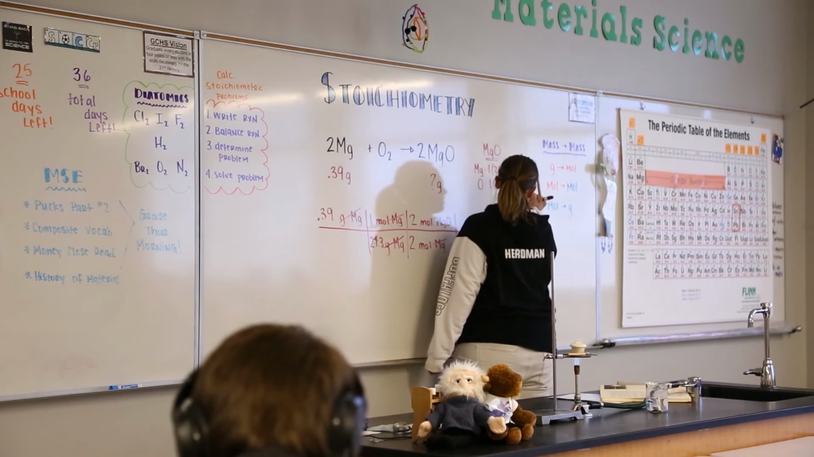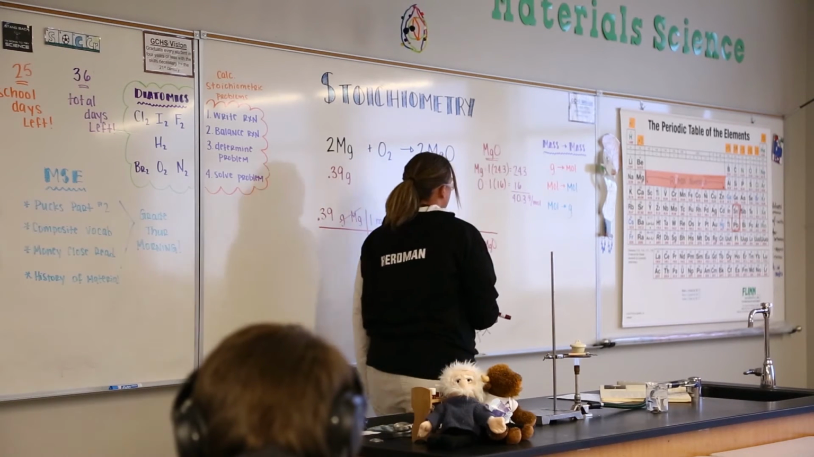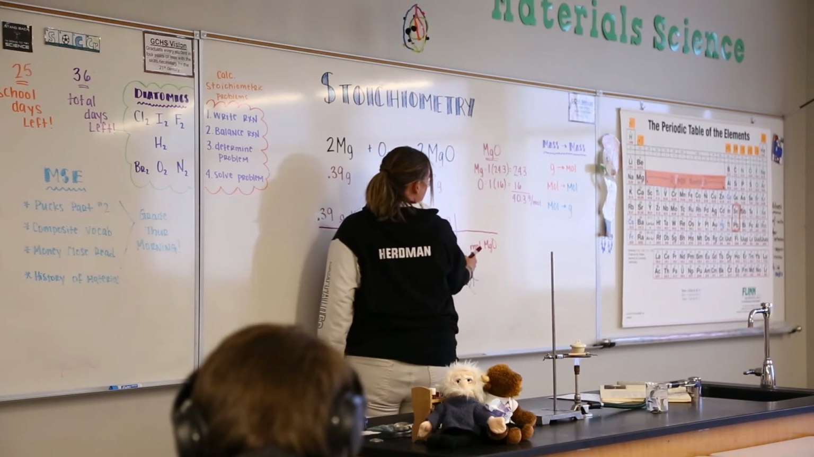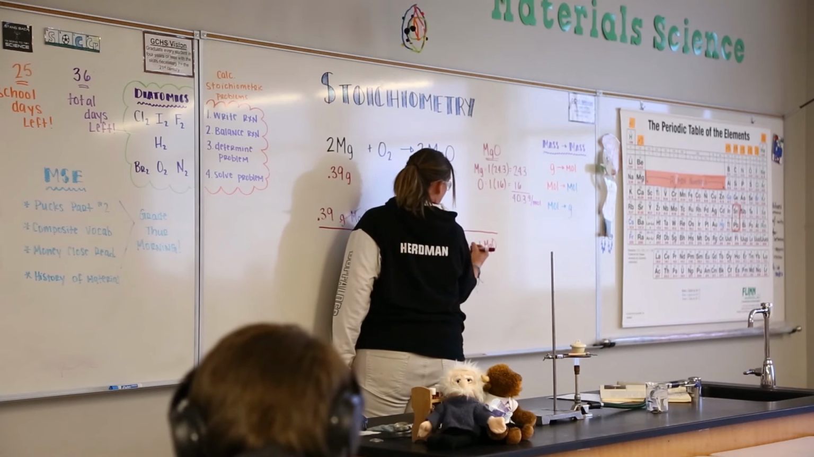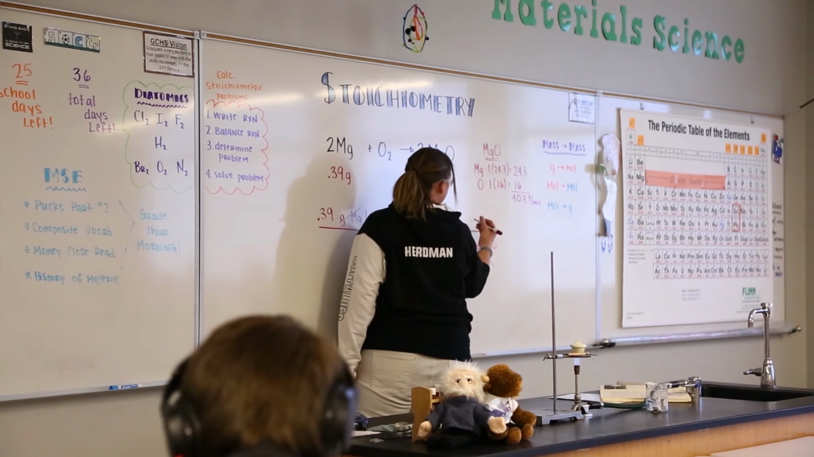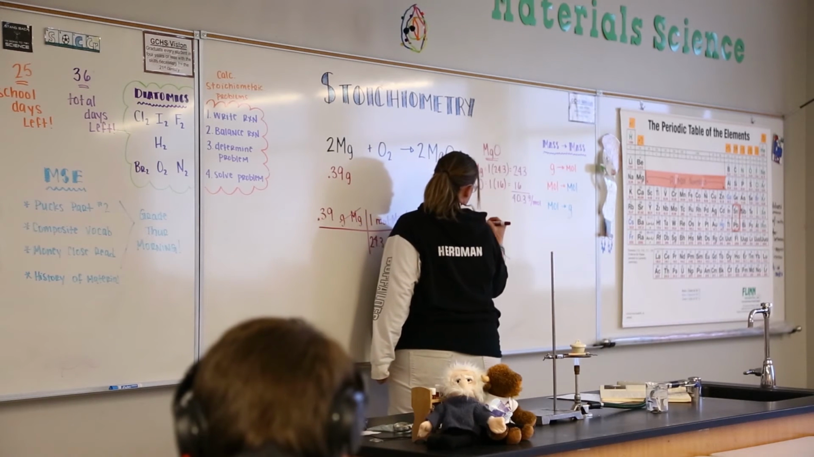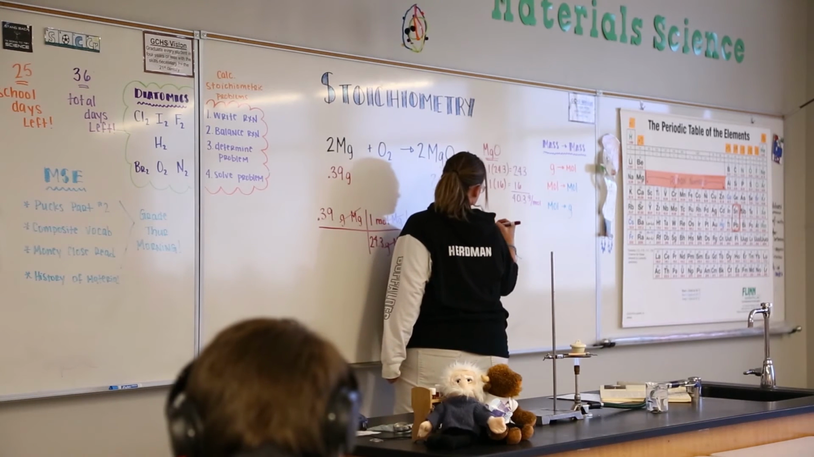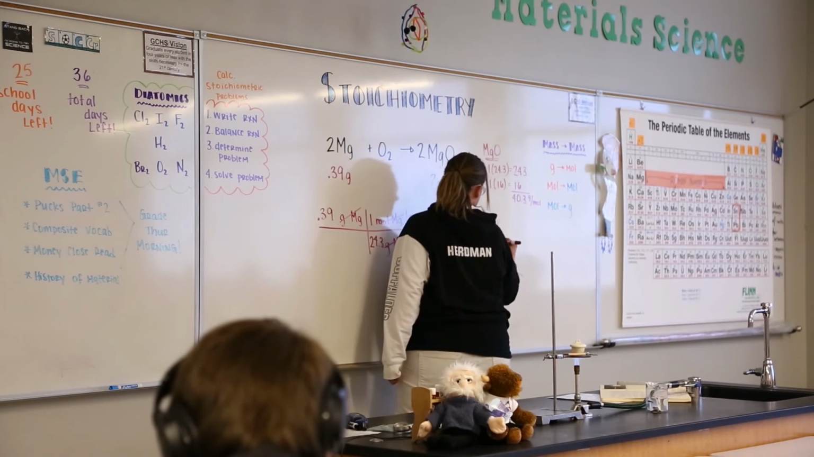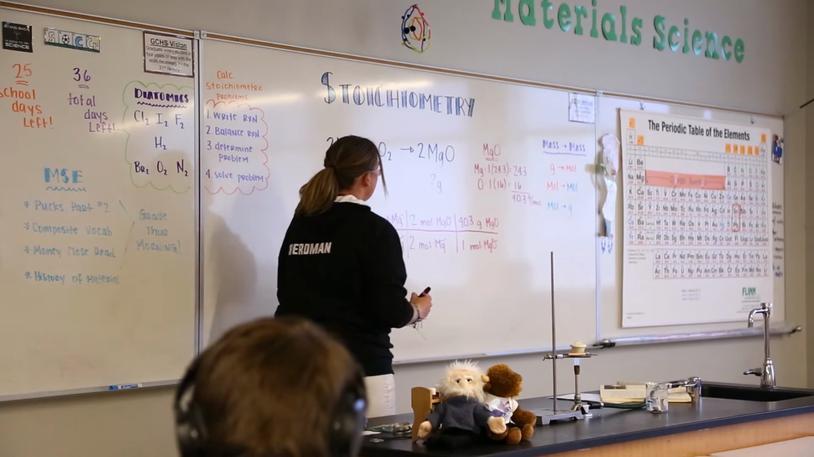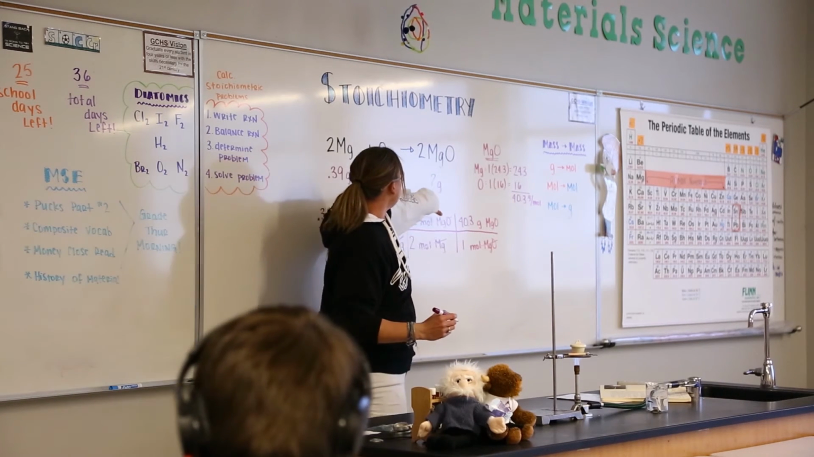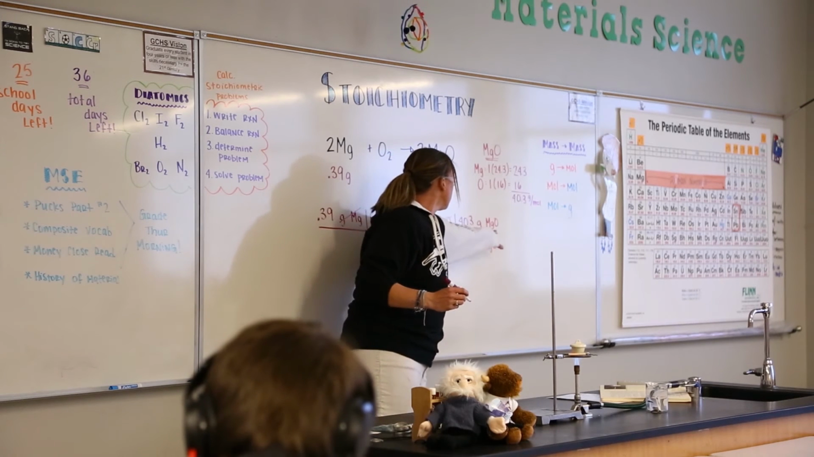And remember that's grams per 1 mole. So what number goes with our mole? 1. 1 mole is equal to 40.3 grams of magnesium oxide. So our moles cancel. Now, are we in the unit and compound that we're asked for? Yes.